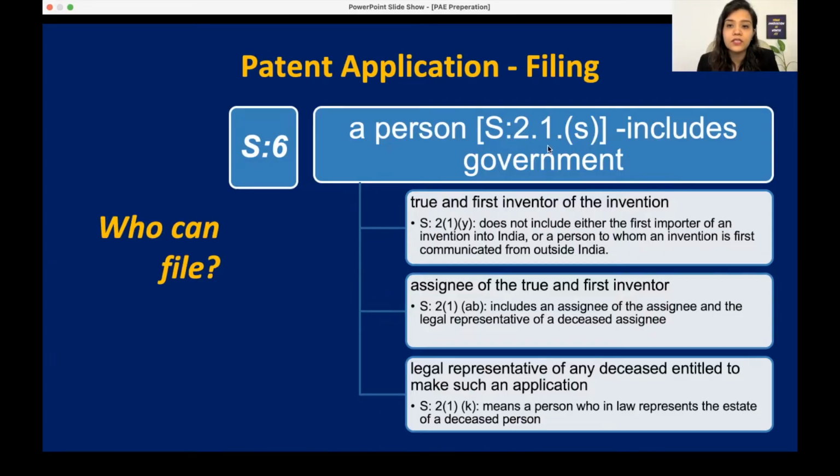So person is defined in section 2(1)(s), which includes the government. That means if there is an invention developed by the government, the government can also be the assignee, first inventor, or legal representative. Like, person can also include government.